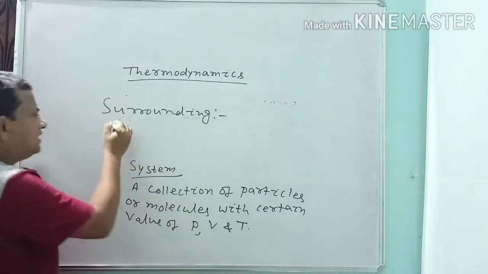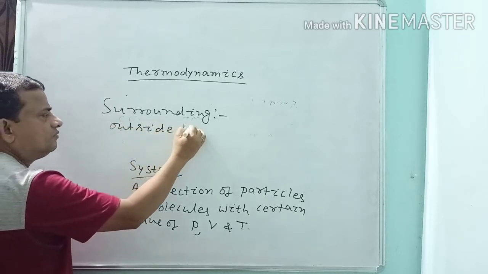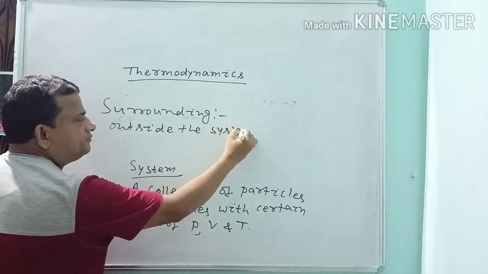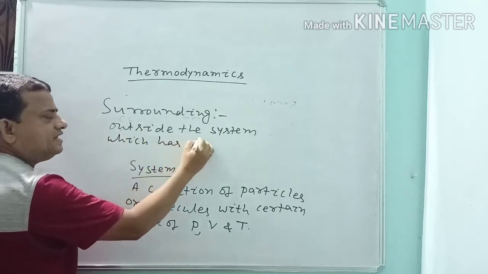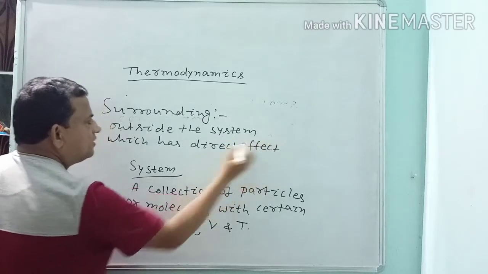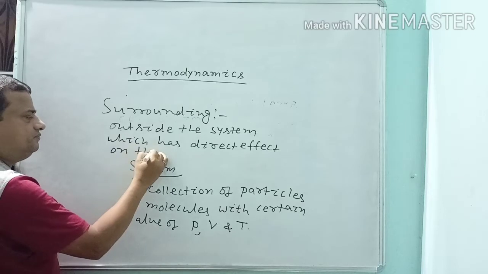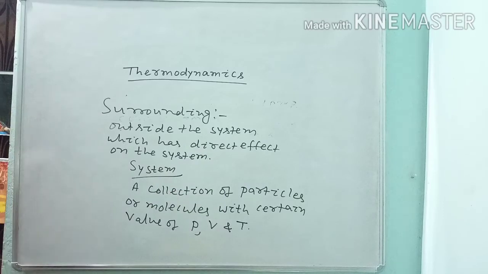So what I write, that is outside the system which has direct effect on the system. So that is what your surrounding. I think you understand what is a thermodynamic system and what is its surrounding.